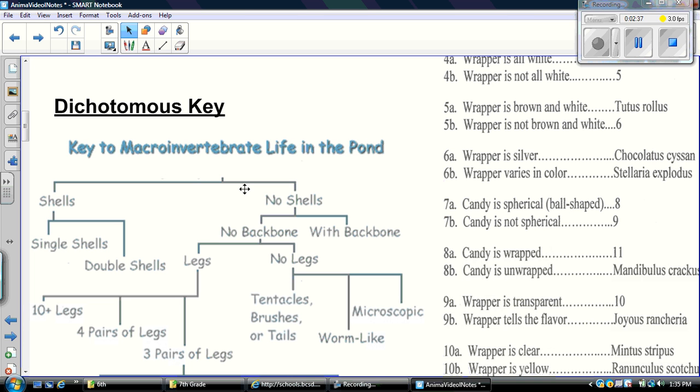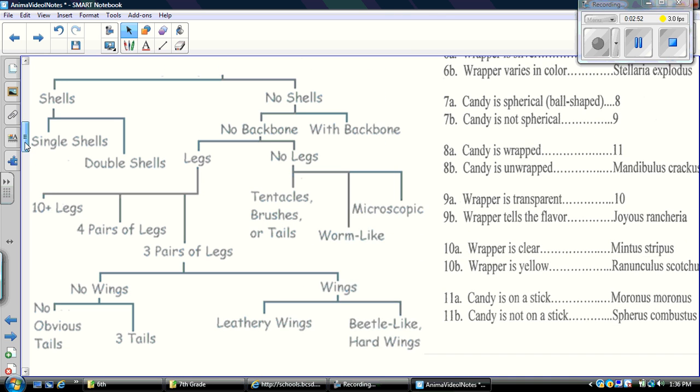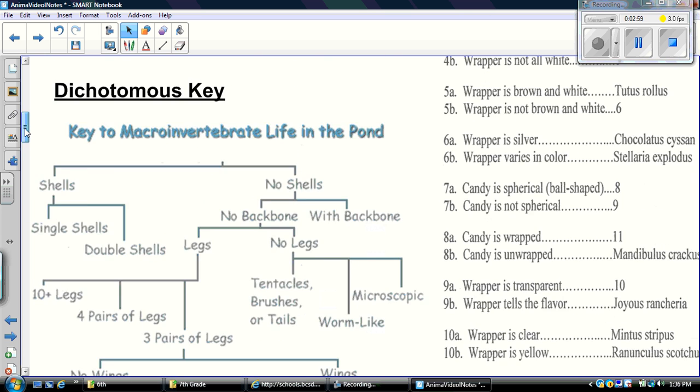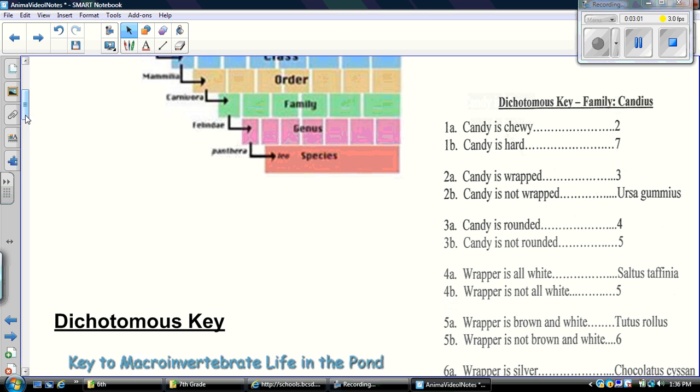So if you were looking at living things, you would look at those that had shells versus no shells. Then you break down the shells into single and double, no shells, no backbone, with backbone, and so forth. And that's one of the ways that we use to classify living things. We use a dichotomous key. Tree map is one example. Another example is over here.